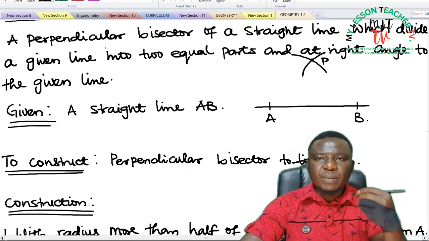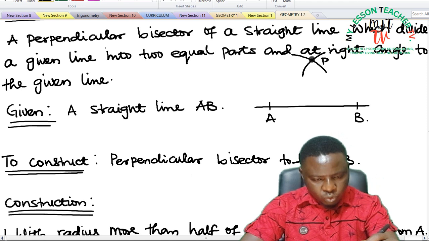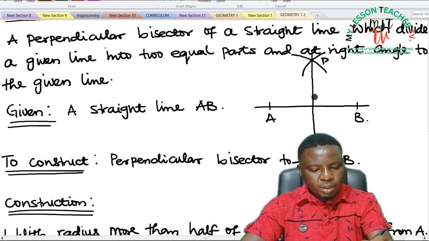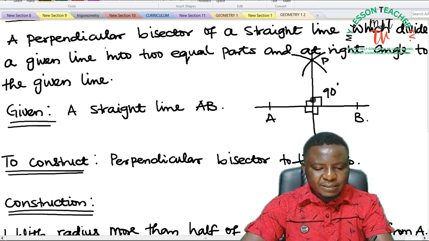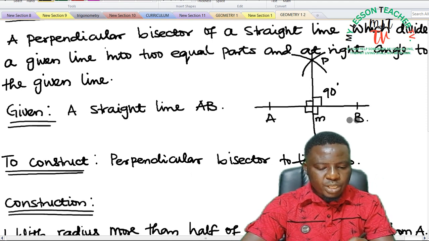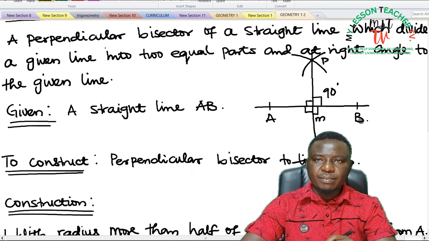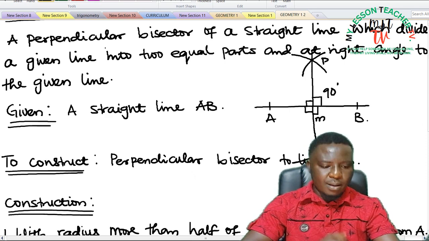That gives you a perpendicular bisector of AB. So when you join this, when measured, it is said to be angle 90 degrees. Either this is 90, this is also 90, this is 90, as well as this is 90. And if you measure, let's call this center point M, AM will be equal to BM. That is one of the features of a perpendicular bisector.